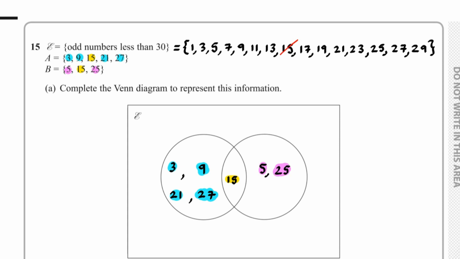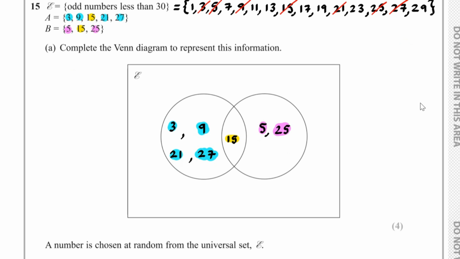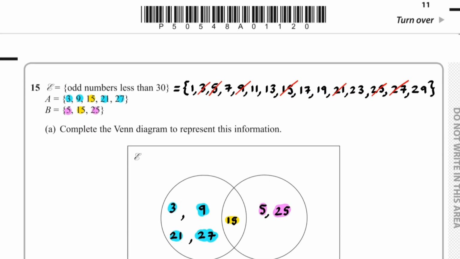So now let's cross off what we have. We've got the 3, which is being used, the 9, the 21 and the 27. And we've also got the 5 and the 25. So now what remains are the rest of them. We've got 1, 7, 11, 13, 17, 19, 23 and 29. So what we've done here is used all the numbers.